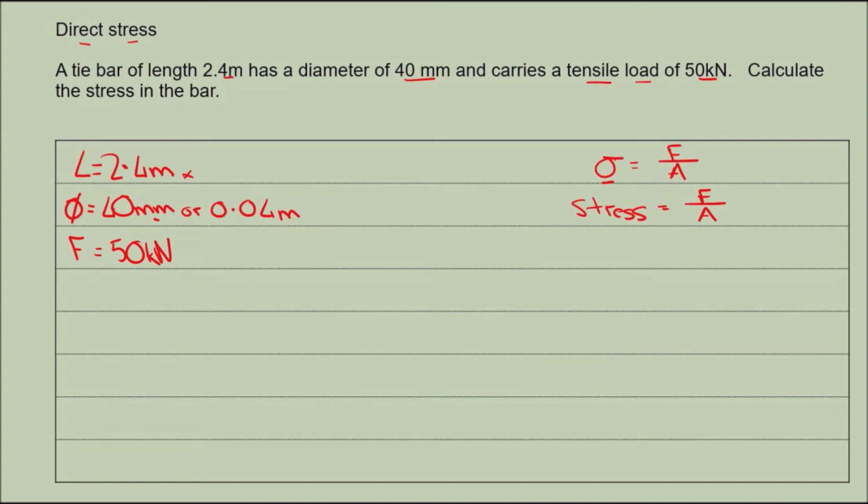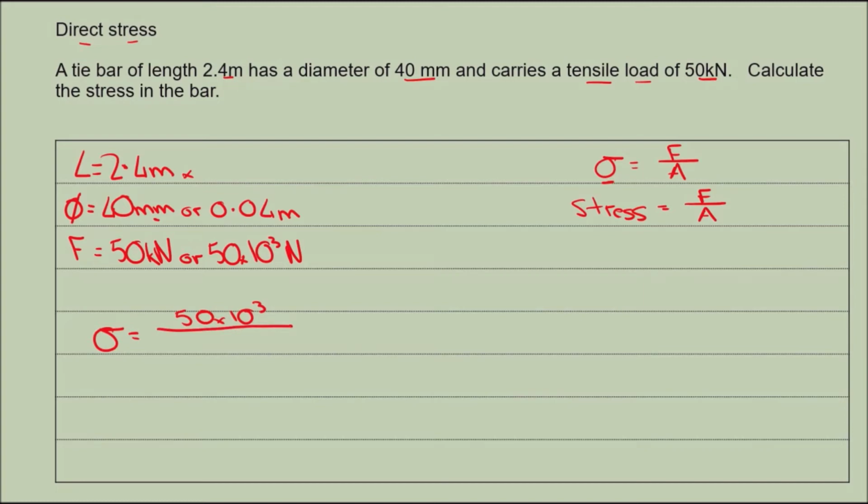Next one we're going to look at is 50 kilonewtons. We're going to rewrite that in standard form or engineering notation: 50 times 10 to the power 3 newtons. Okay, so let's go back to our formula. We've got force and area, so we can start to lay our formula out here. Stress equals force, which is 50 kilonewtons, 50 times 10 to the 3, divided by the area.